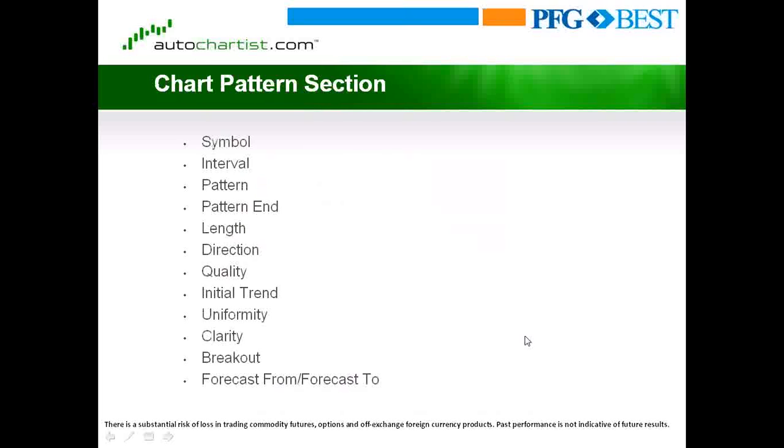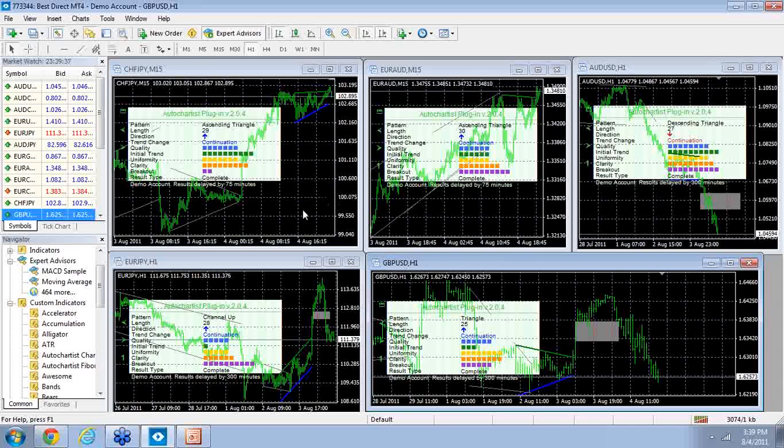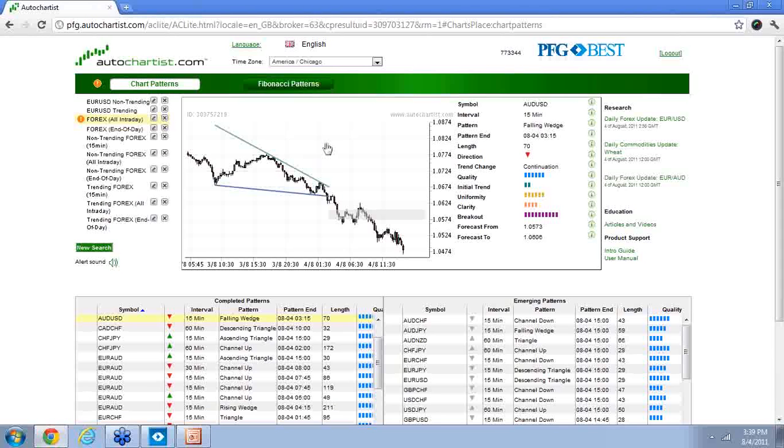As I mentioned before, in that chart pattern section, you're going to be looking for information on your symbol, your interval, your pattern, and your pattern end. So if I flip to another screen here, I'll take a look at what I've been looking at in the marketplace. And this is an Autochartist screen for PFG Best. And in this section here, you'll see that the symbol on this particular market is the Australian US dollar. Its increment is 15 minutes.